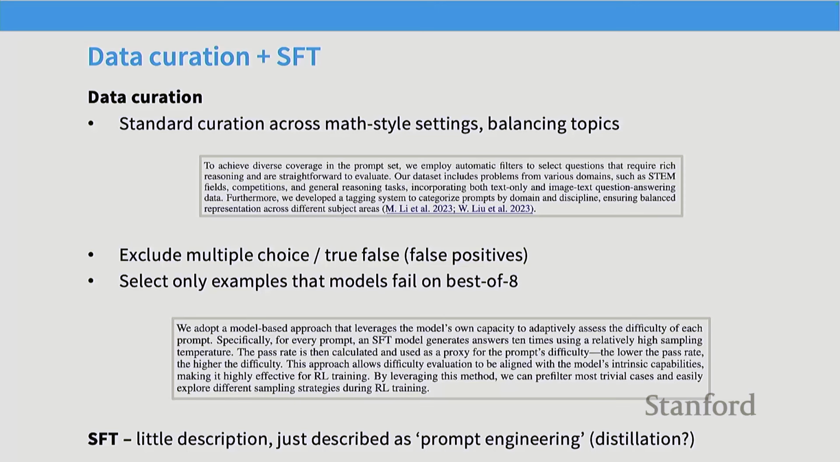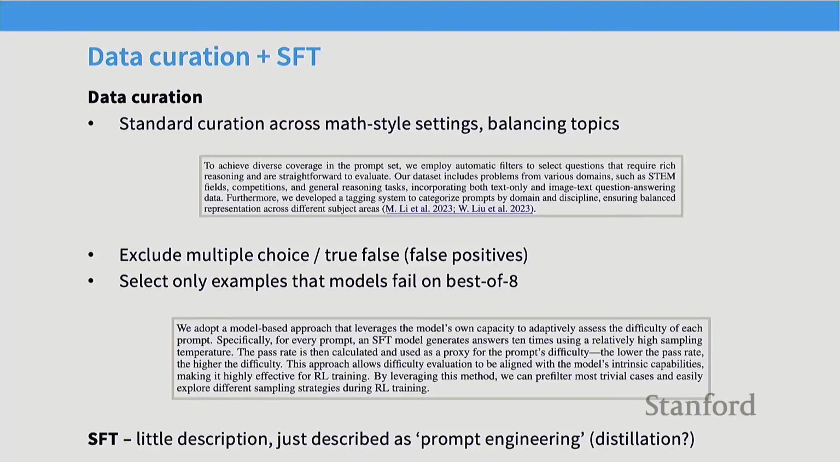What they do is they take the model that doesn't do any reasoning, their SFT model, and they have this model generate 10 answers, and the pass rate is used to determine whether to include that example or not. And I think the exact thing they use for their later selection strategy is they only select examples that fail best of 8. So if they can get any one out of 8 correct, then it's excluded for being too easy. SFT data, similar to R1, very little description. Who knows where they got that from?